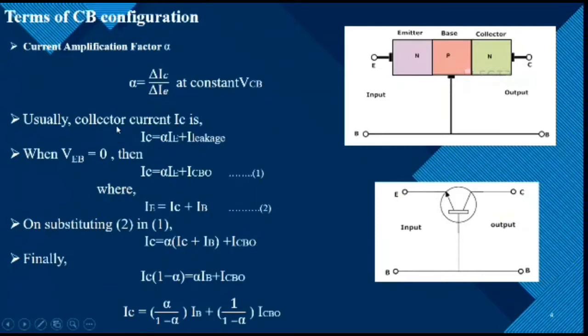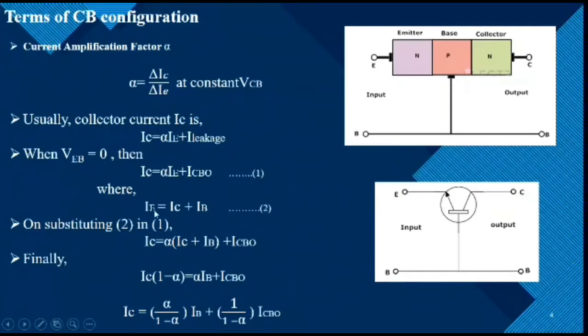Now, the total collector current IC can be written as IC equals alpha IE plus I leakage, where alpha IE is the emitter current that reaches the collector terminal. Now, if the emitter base voltage VEB equals 0, then there follows a small leakage current which can be termed as ICBO, which is known as collector base current with output open. So, by this we can write the collector current equation as IC equals alpha IE plus ICBO.